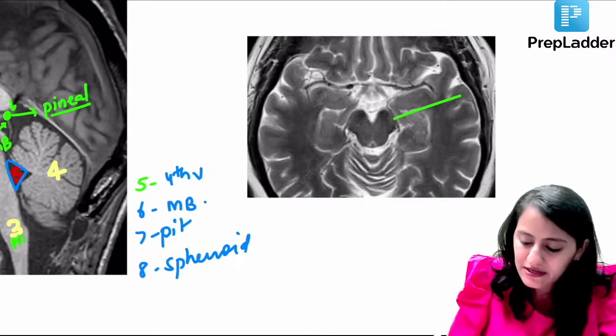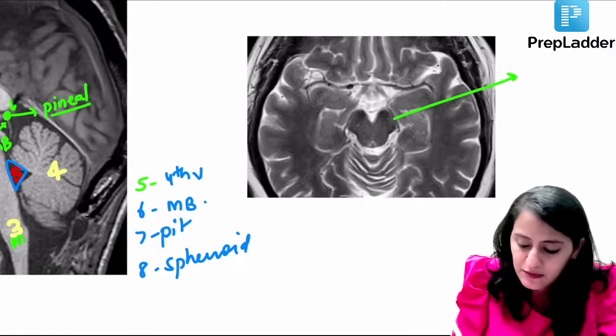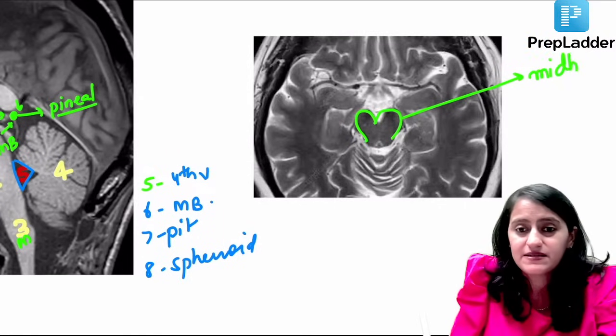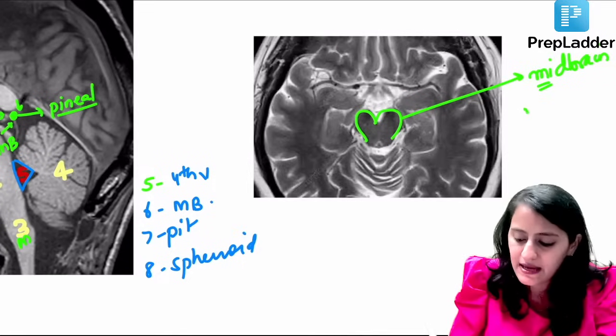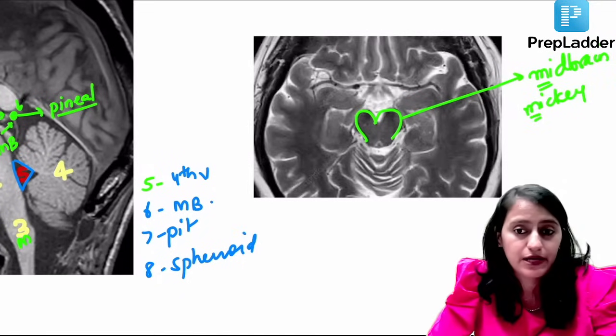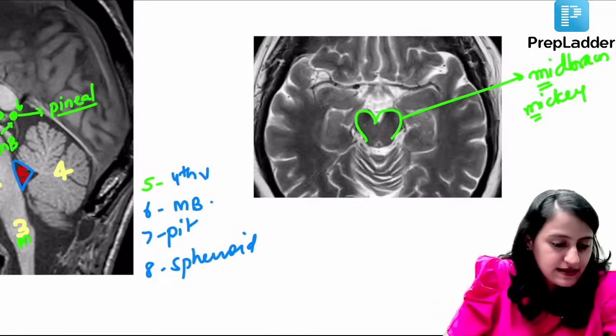And what is this one here? Previous FMG exam question, which has this heart shape or Mickey Mouse shape, classical. Remember, this is midbrain. M-I-M-I, Mickey Mouse shape, heart shape is going to be midbrain. Okay, that is the midbrain there. Clear with everyone?